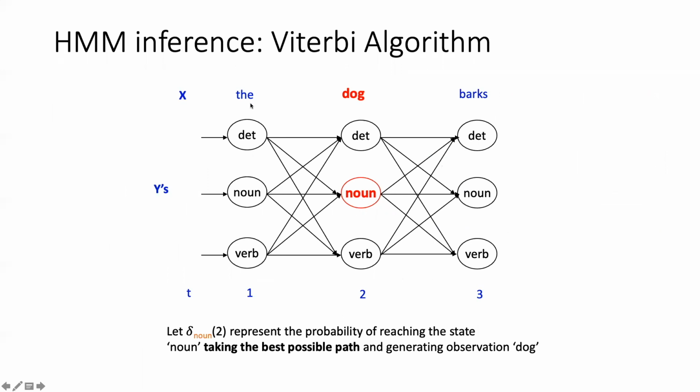Let's try to decode the hidden state for the example which we considered, the dog barks. Let's say we want to compute delta 2 at the second sequence instance, for the word dog. Delta noun of 2 represents the probability of reaching the state noun and emitting the symbol dog. And we need to find the best possible path out of these 3 to reach this particular state.